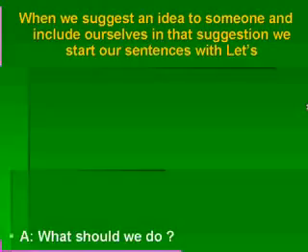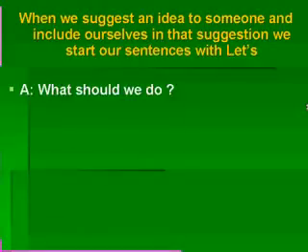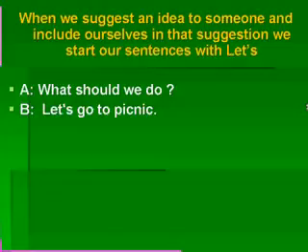For example, A, what should we do? B, let's go to picnic. A, okay. Now here you can see that A asks B, what should we do? It means that A is asking what should A and B do, and B suggests let's go to picnic. So this suggestion, let's go to picnic, is for A and B both, right?